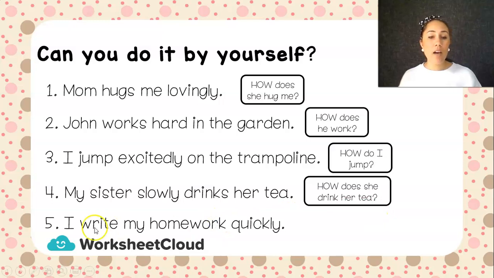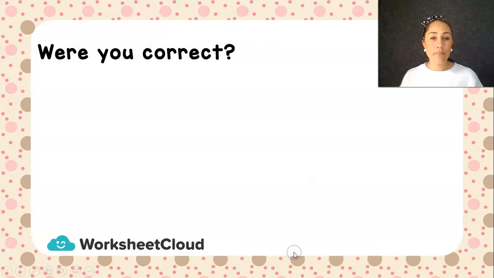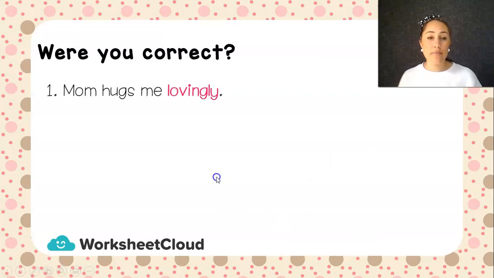And number 5, I write my homework quickly. So what am I doing? I'm writing. I write is my verb. And now I ask, how do I write? So let's check if you were correct.